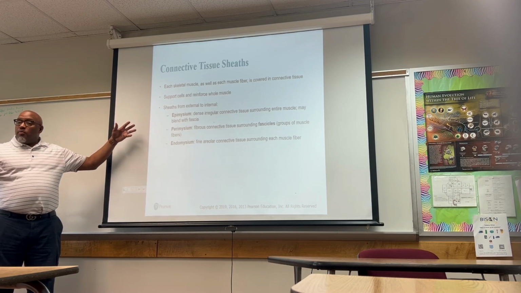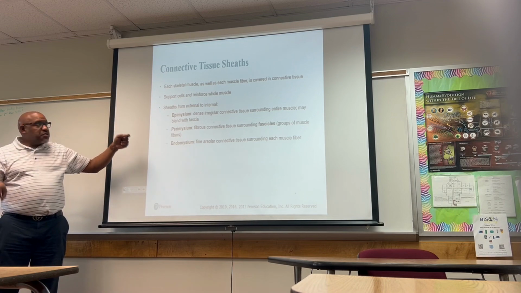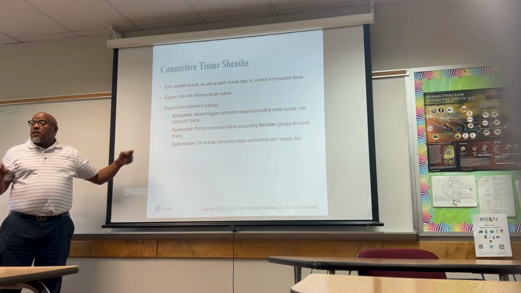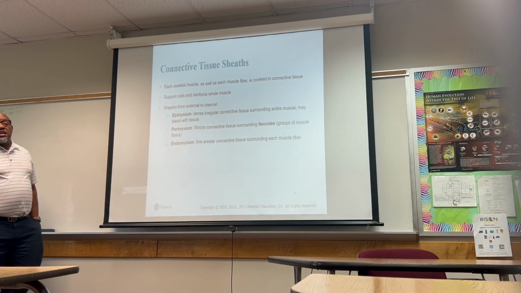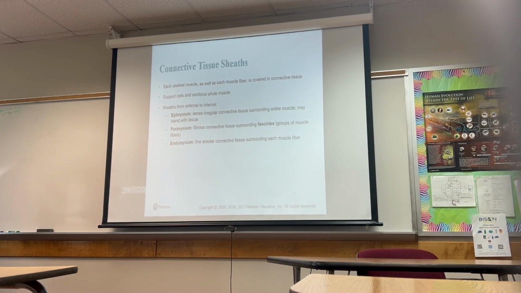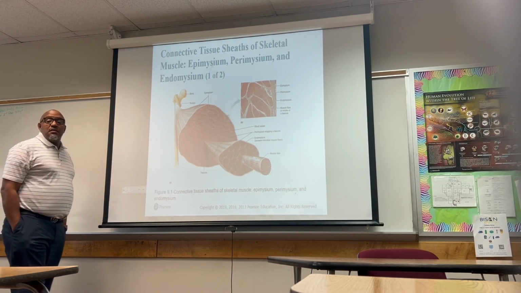So, whole muscle, epimysium. Individual groups of muscles, perimysium. Each individual muscle cell, endomysium. This is the connective tissue surrounding it. All right. Back to the picture there. Is that making sense?